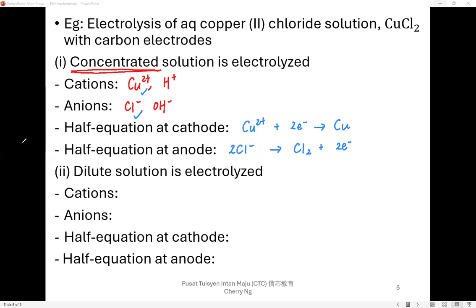How about dilute? If it's dilute, meaning it is not concentrated anymore, right? Then let's write the cations again. We have copper 2 plus, we have H plus. Anions, we have chloride ions, we have hydroxide. So now since it's dilute, it's not that concentrated anymore, we will choose the one at the bottom. So which is copper 2 plus and hydroxide ions. Okay, so now let's see the half equation at the cathode. It is still the same.